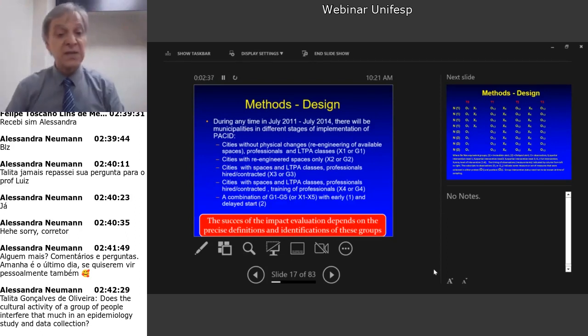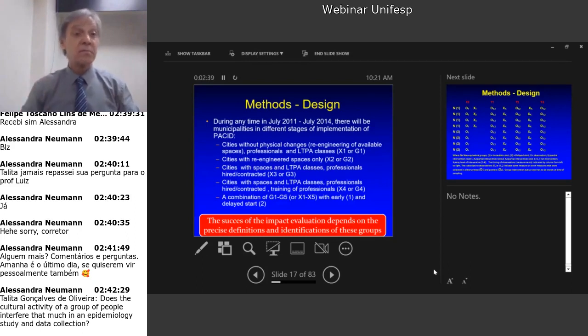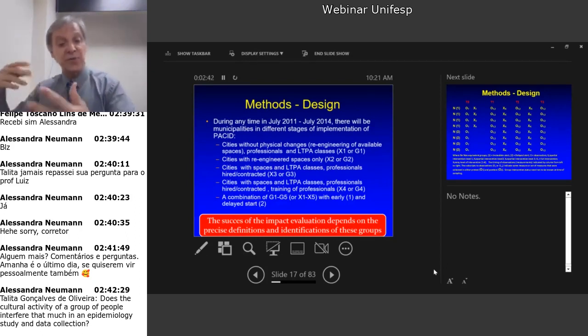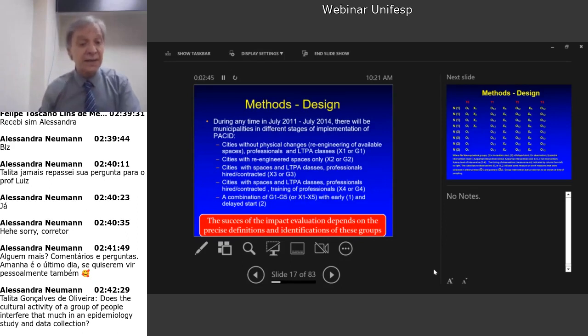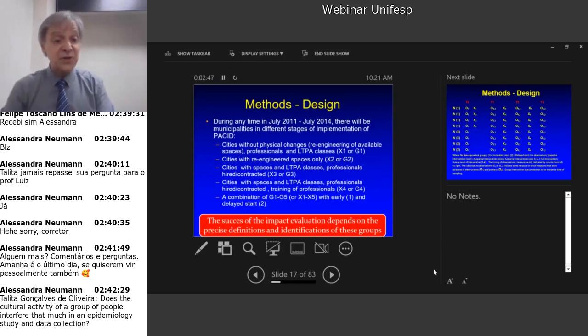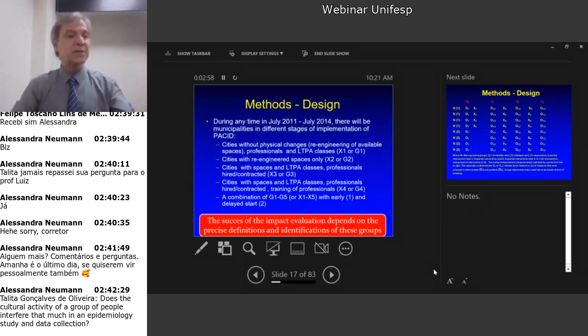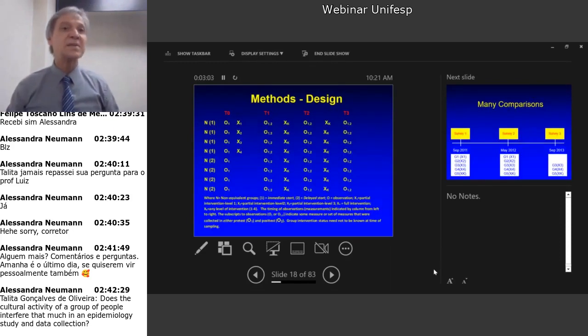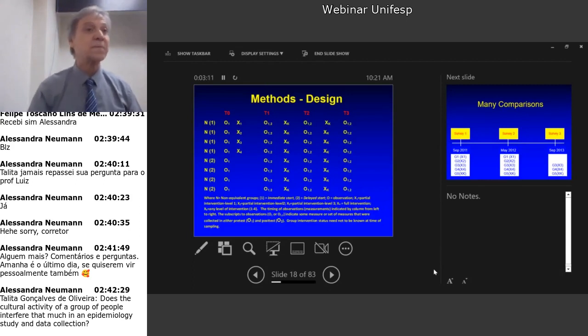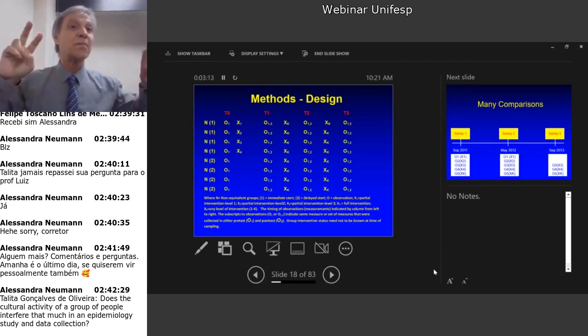X1 is the effect, right? Cities with re-engineered space only. They don't have the physical activity professional. They don't have the classes going on, anything like it. Cities with the space, the class, the professional, and the hired contractor. They're already at an advanced level. Cities with the space, class, professional, training, and so on. Everything is working in combination in those cities. So you have all these possible combinations going on, theoretically. So this is how I designed it. I don't want to get too deep into that, but if you could read those little things, it means non-equivalent groups, because initially it was for equivalent groups.